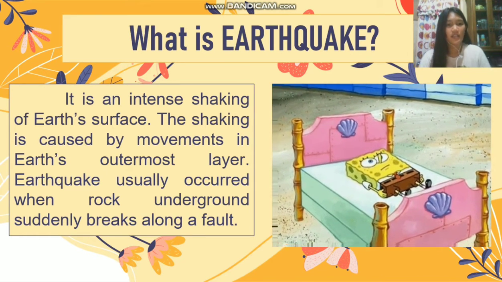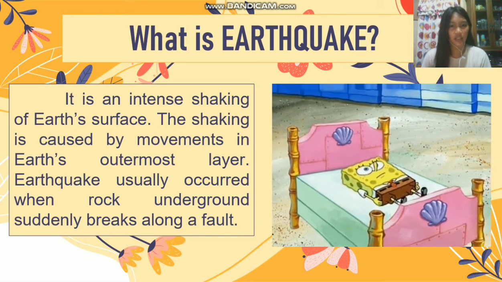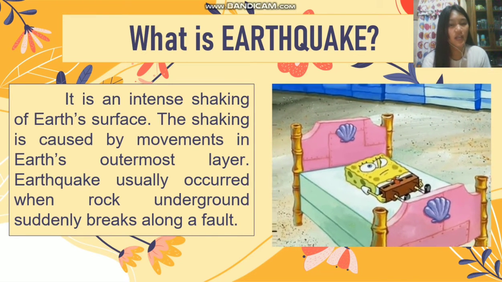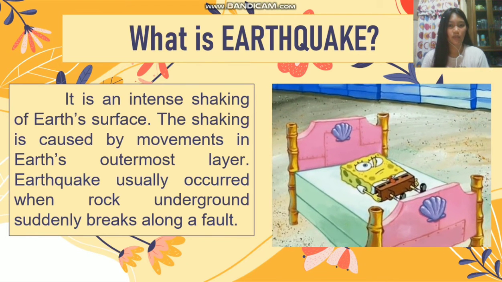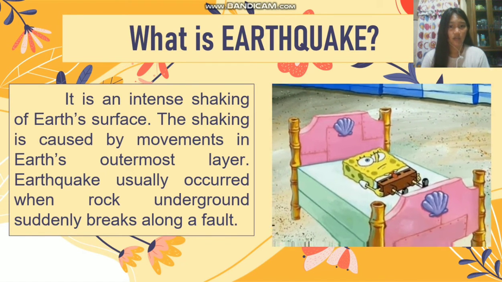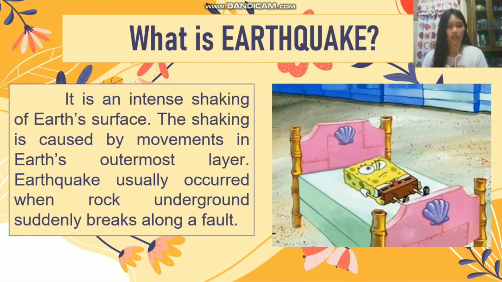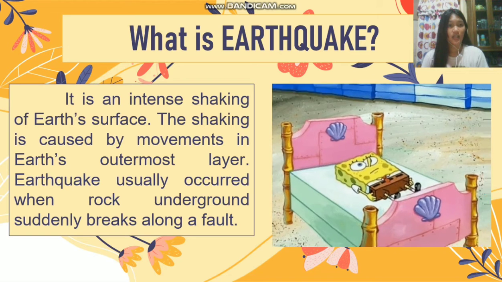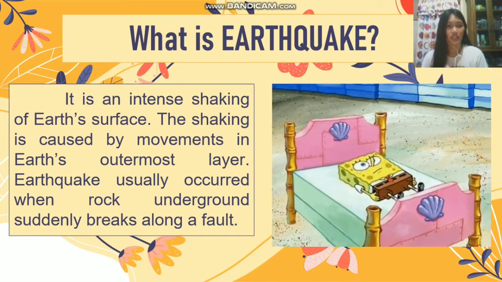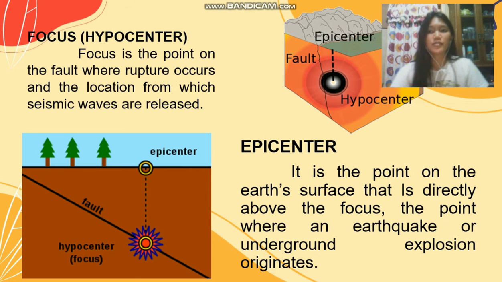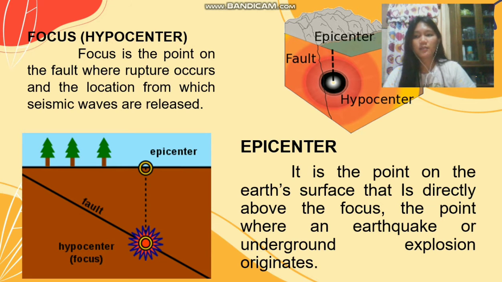It is what happens when two blocks of the Earth suddenly slip past one another. The location below the Earth's surface where the earthquake starts is called the hypocenter, and the location directly above it on the surface of the Earth is called the epicenter. Sometimes an earthquake has foreshocks. Next is the focus or hypocenter. The focus is a point on the fault where rupture occurs and the location from which seismic waves are released. The focus is placed inside Earth's crust where an earthquake originates.